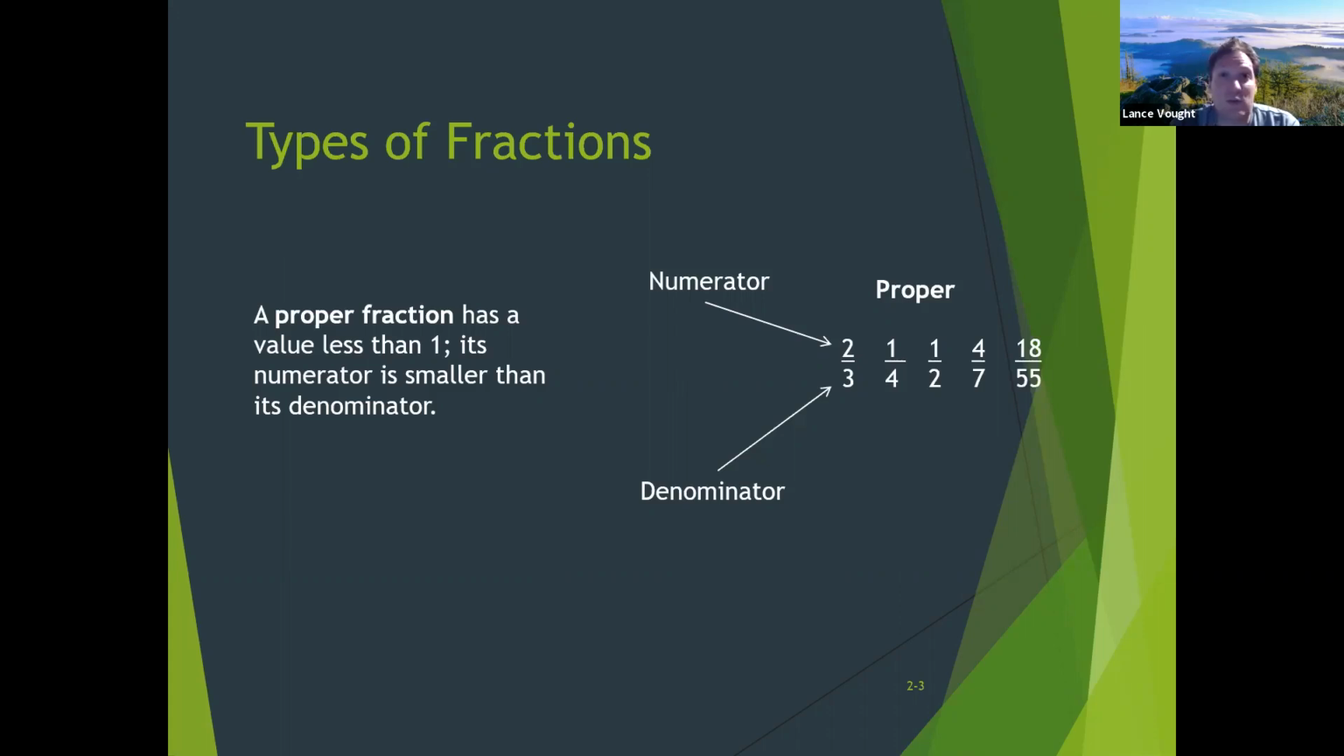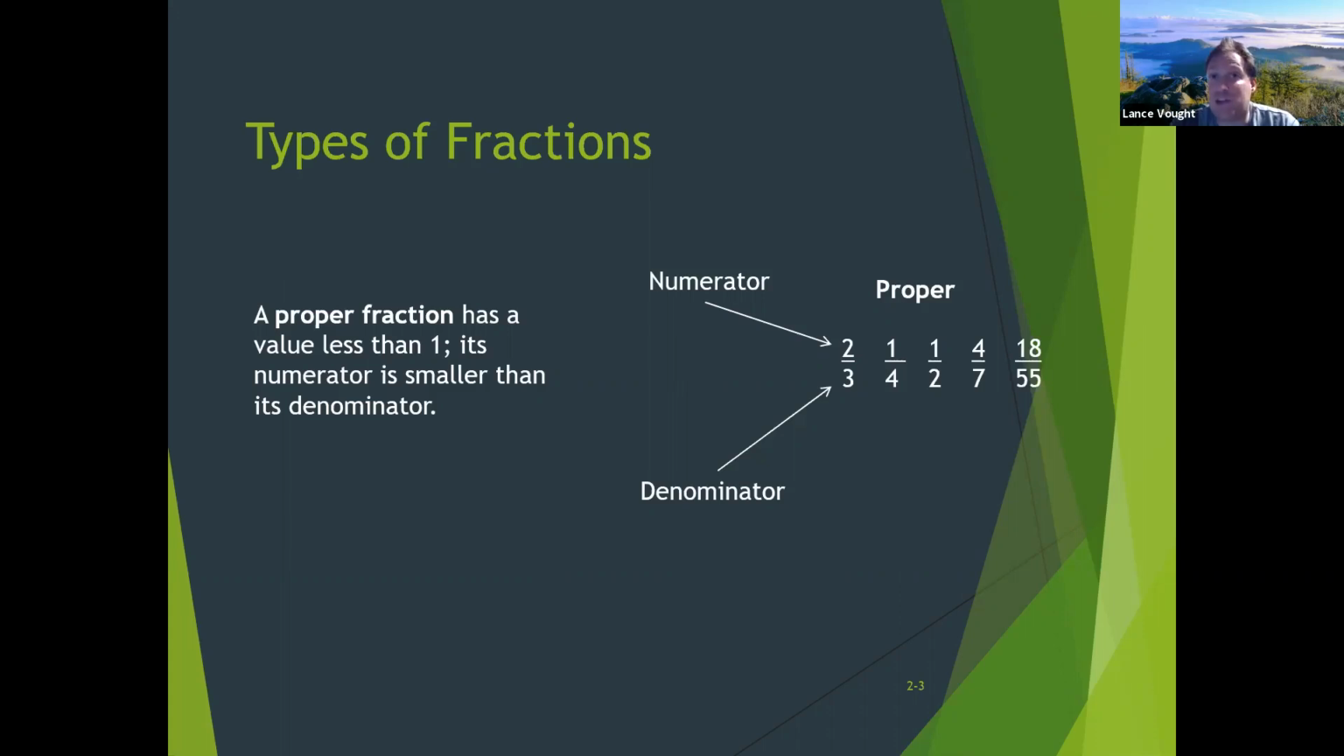And the reason why they're proper is because the top is less than the bottom. If the top is greater than the bottom, then it's considered improper. If there's a whole number in front of it, then it's considered a mixed number, and those are the three major types. So 2/3 is a proper fraction. 1/4, 1/2, 4/7, 18/55. So all of those are proper fractions.